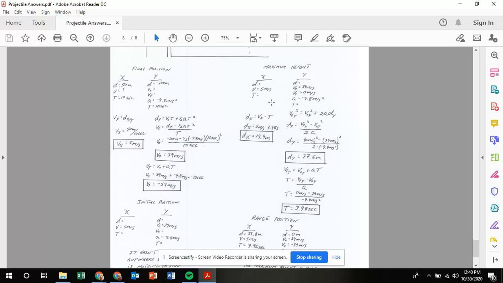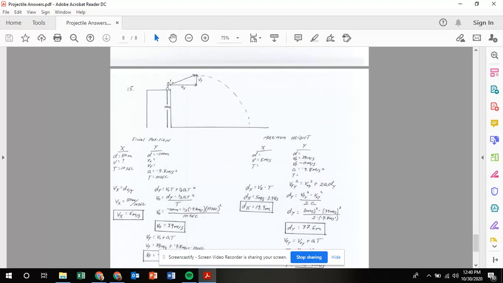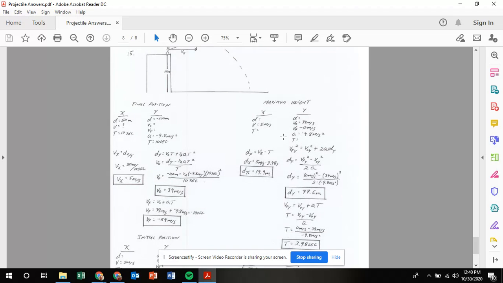But once we find time, we'll be able to use it in the x to solve for how far out it goes in the x direction, so how far this way it's going to go when it reaches the maximum height. And we'll find the y displacement, which is how high it's actually going to go from the building. So if we wanted to go from the ground, we would just add 100 to our answer.